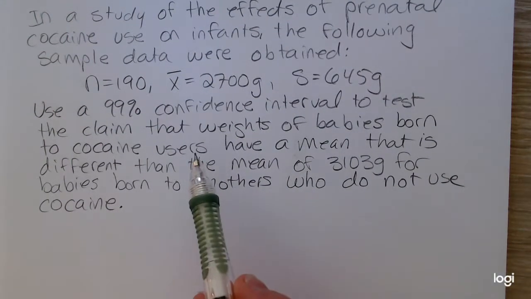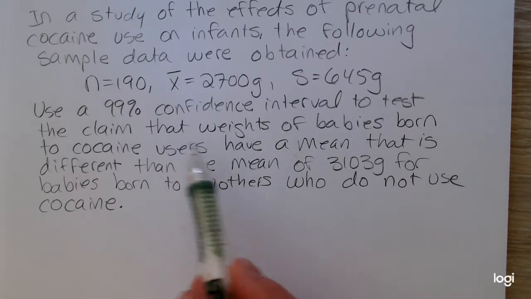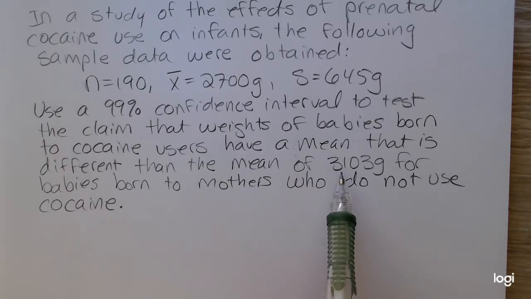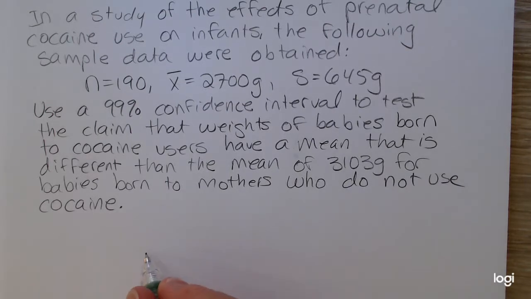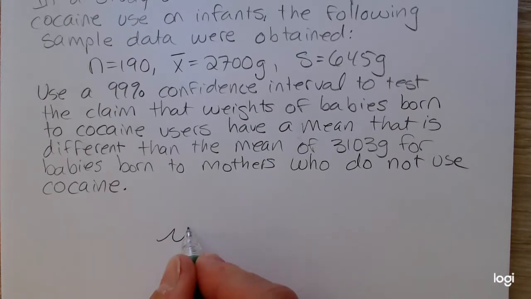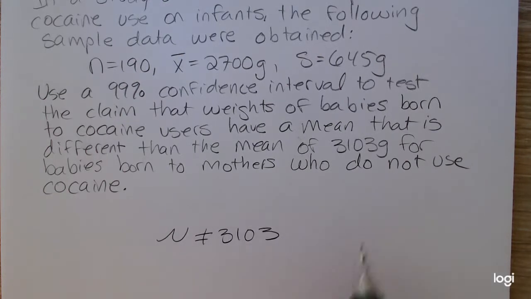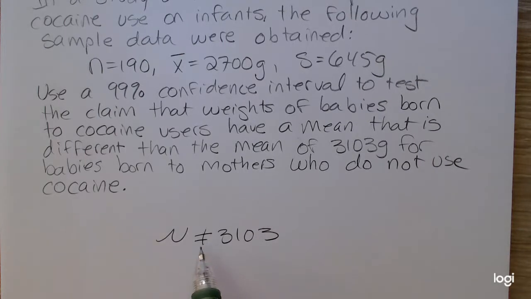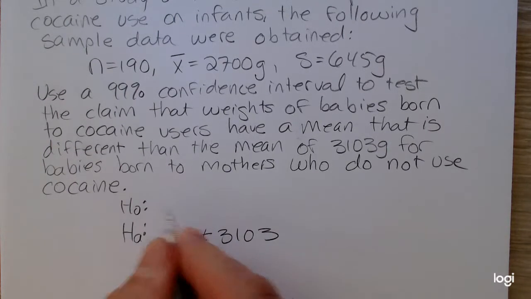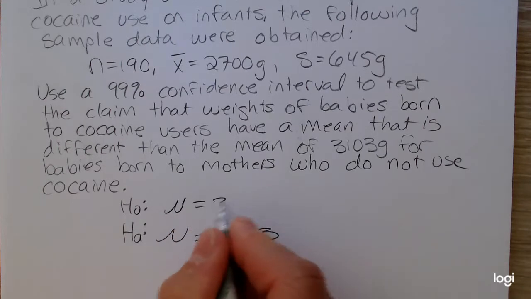The claim is that the mean weights are different than 3,103. So in terms of the population parameter, that would be mu not equal to 3,103. Okay, so different would mean not equal. This makes the statement the alternative hypothesis. So the null is mu is equal to 3,103.